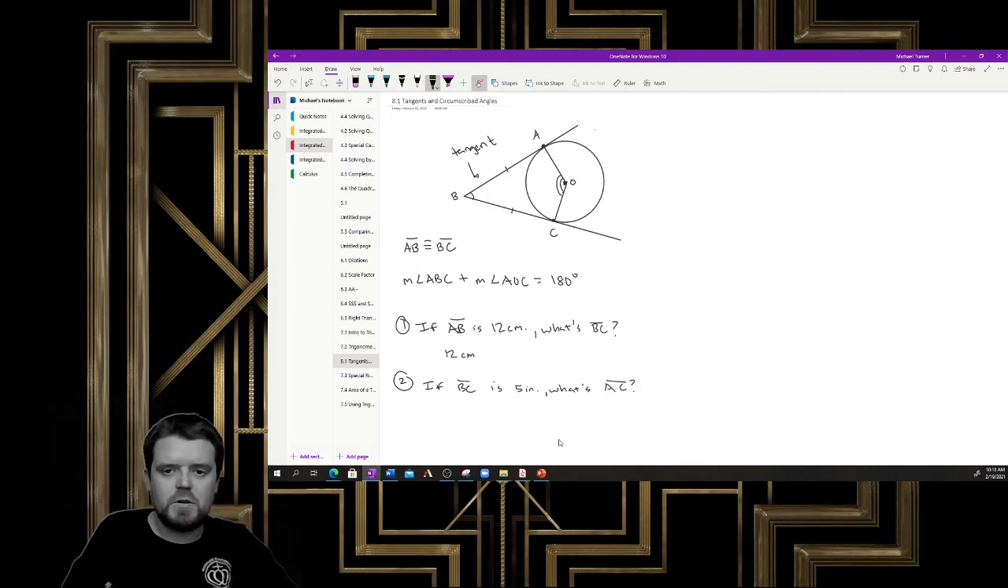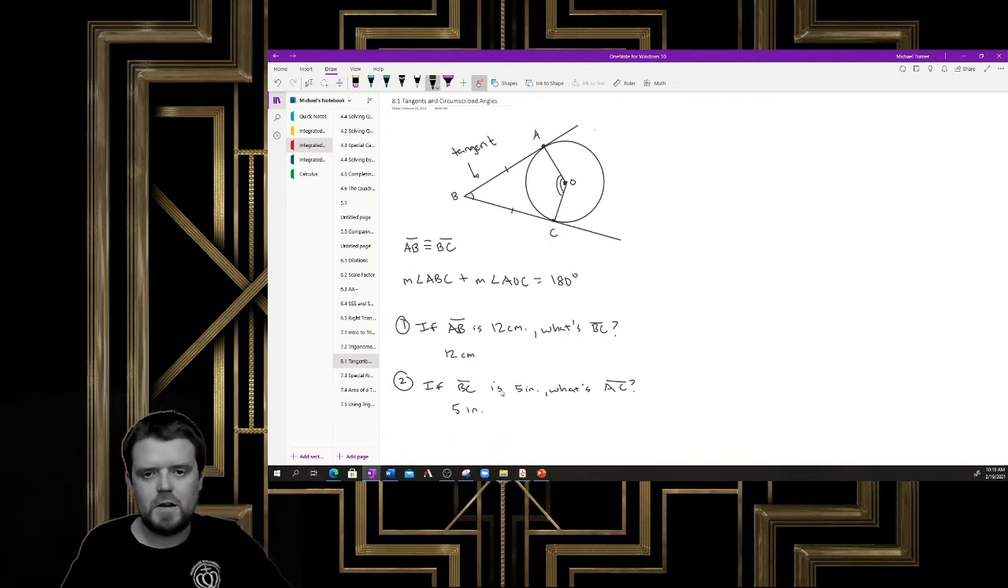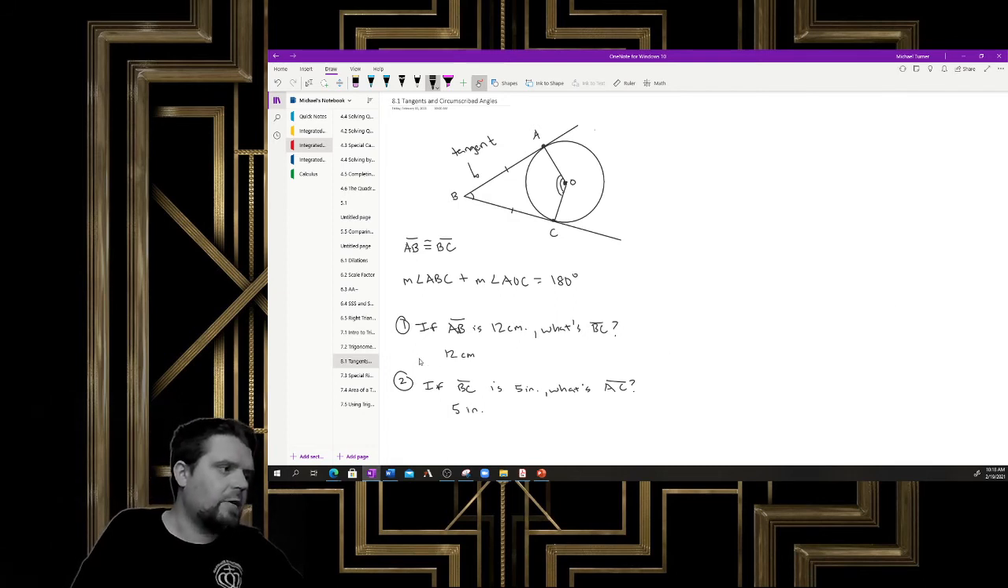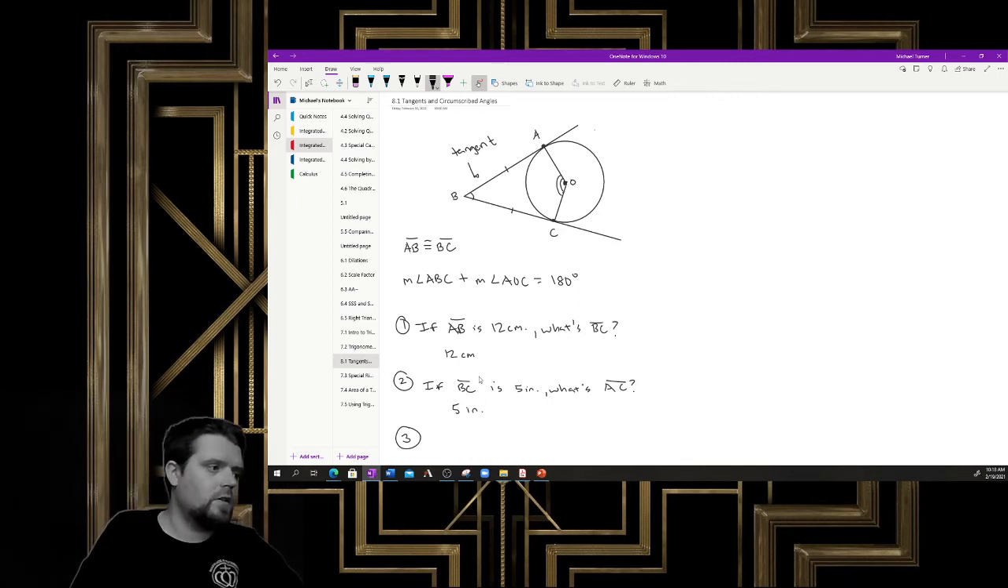Recognizing that these two segments are congruent, you would tell me also 5 inches. Okay. So that's part 1. Part 2, same diagram. We want to be able to recognize that those two angles are supplementary. Supplementary again means that my angles have to add up to 180. So if I know one of the angles, I know the other angle.